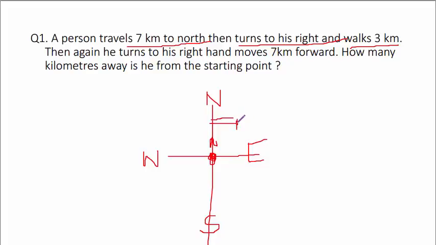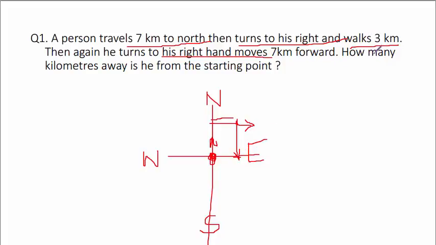So if you are at this point, it means your face is in this direction. By keeping yourself at that point, you imagine where your right hand is, where east is, and where west is. So he turns to his right-hand direction and moves 7 kilometers forward. So this will be your 7 kilometers again. Okay, so this will be your finishing point.